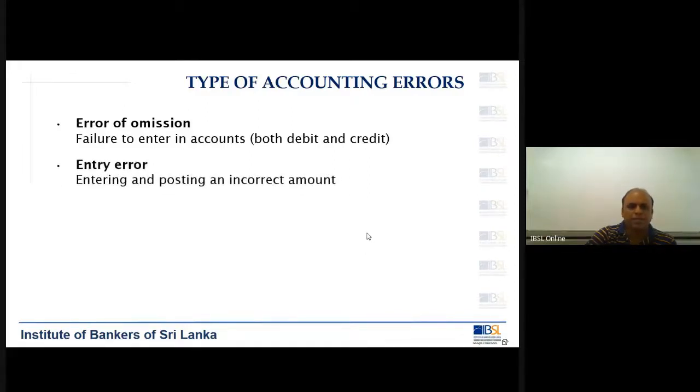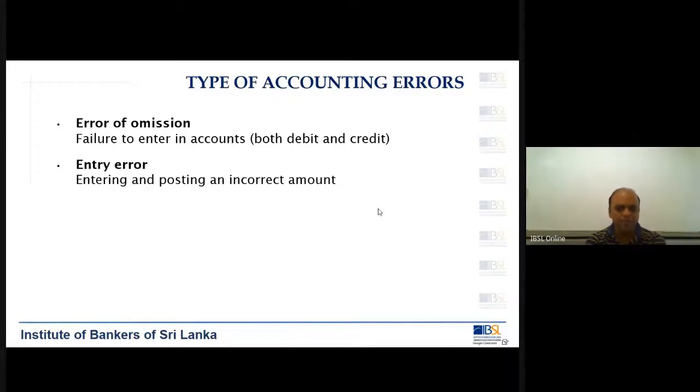The next type of error is entry error: entering and posting an incorrect amount. Now this is very clear. Instead of 5,000 rupees, you entered it as 50,000 rupees. What is the mistake here? Putting an additional zero. This would have happened to many of you. While you are working in the bank, sometimes due to stress, you would have accepted 5,000 only, but you might have posted 50,000. And you have forgotten to look at the validation also. By the time the customer has gone, you have entered so many other transactions.